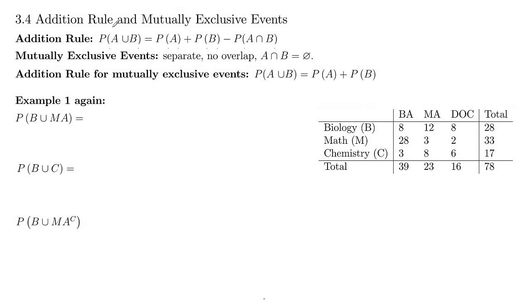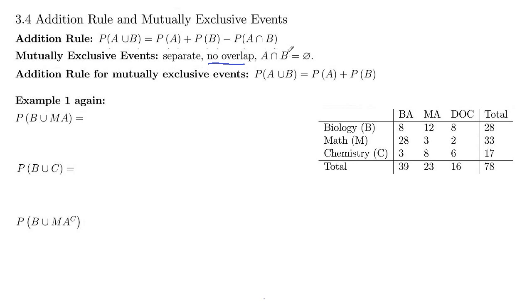In section 3.4 here, we're going to learn the addition rule and also mutually exclusive events. So the addition rule here tells us how to find the probability of a union. And in order to do that, you add the probabilities of the two given events, A and B, and you subtract out the overlap. And then if there is no overlap here, then we call those events mutually exclusive.